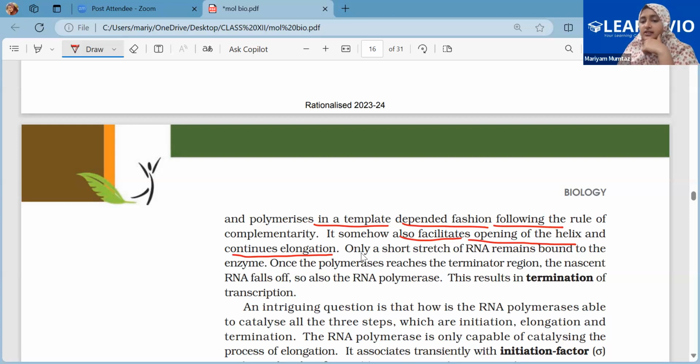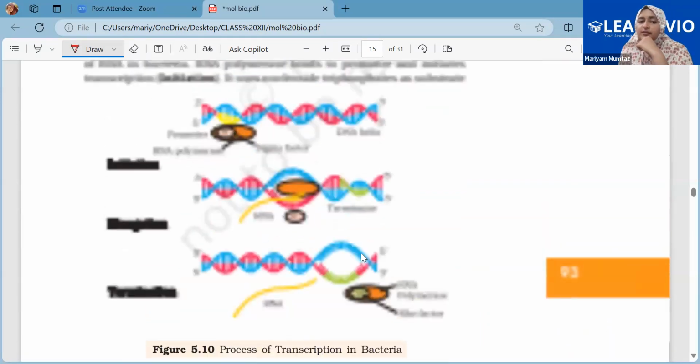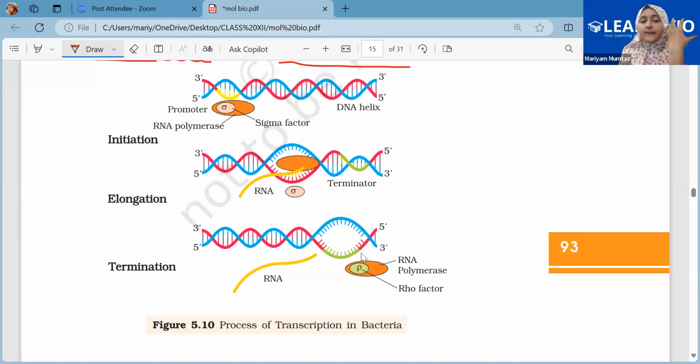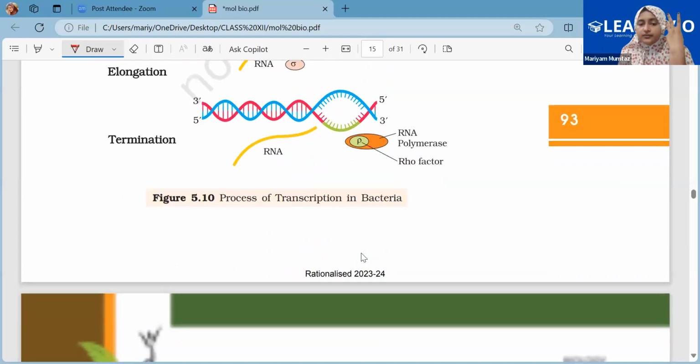Now, only a short stretch of RNA remains bound to the enzyme. Once the polymerase reaches the terminator region, the nascent RNA falls off, and so does the RNA polymerase. This results in the termination of transcription. So this is how transcription happens. The three major steps in transcription are initiation, elongation, and termination.